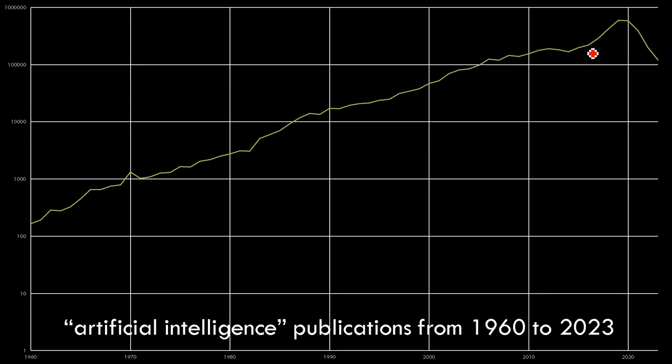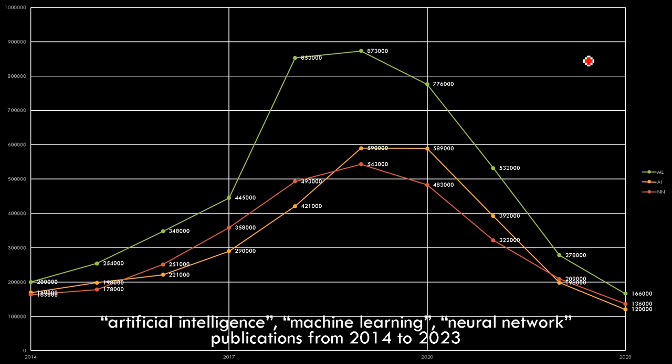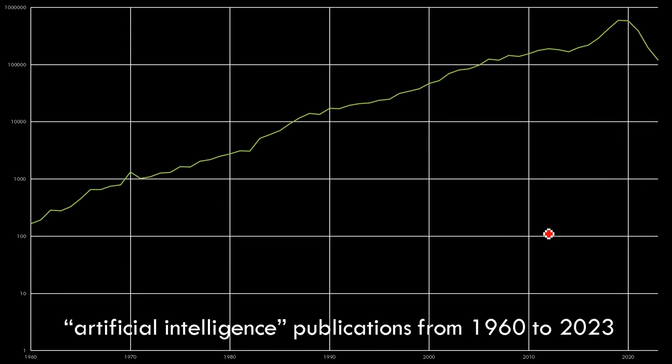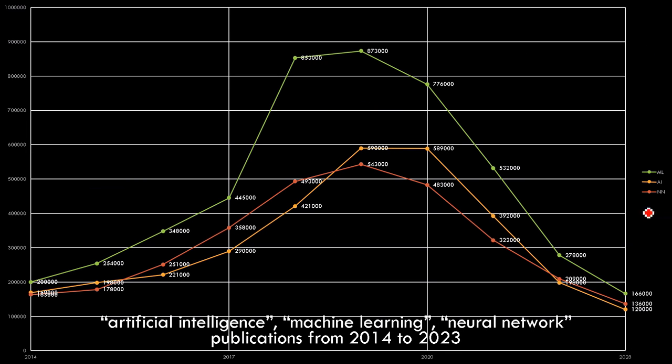So this hump from 2014 to 2023 has been enlarged here, and here only the keyword artificial intelligence was observed. Here we also tried to see machine learning and neural network publications, just to see whether there is a change in language. We see in the AI publications there is a hump, so they increase and then they crash down around 2023.